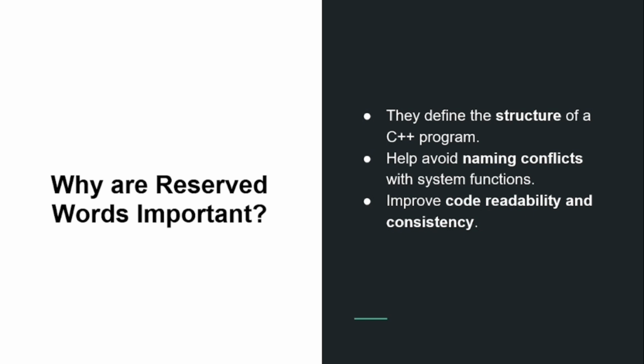Reserved words help avoid name conflicts. The second benefit is that they help avoid naming conflicts in a particular program. And they improve code readability. The main benefits of reserved words are that they improve code readability, because it is easier to read code, and they make the code consistent. They increase the life of the code. That's why we use reserved words.